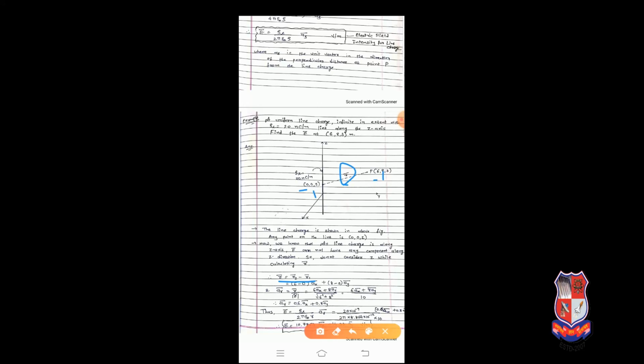Now the unit vector, suppose we are taking ar, is vector r divided by the magnitude of vector r. So vector r is 6ax plus 8ay divided by its magnitude, under root 6 square plus 8 square. So it is equal to 6ax plus 8ay divided by 10. So the unit vector is equal to 0.6ax plus 0.8ay.